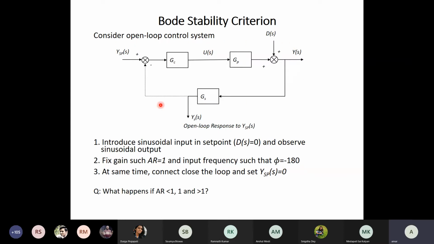So in that case, this closed loop system will oscillate continuously even if there is no input to the system.